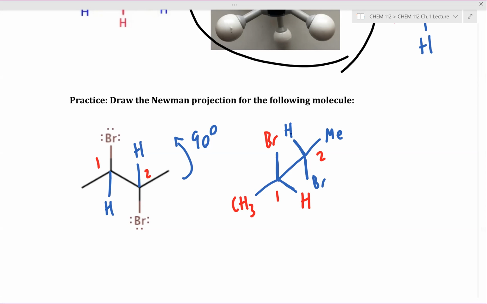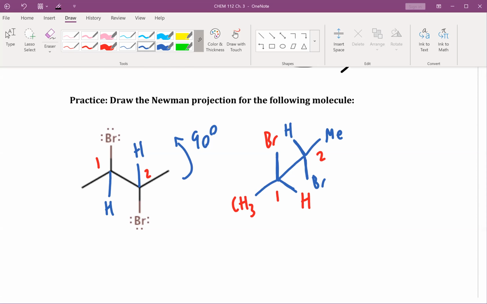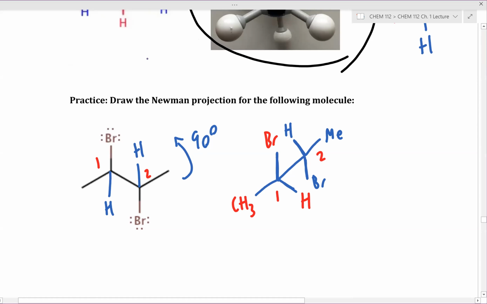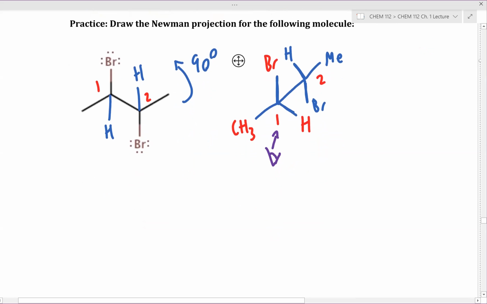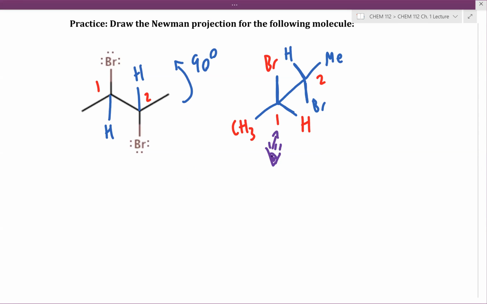Now, in order to draw a Newman projection, where are we going to look? We're going to look directly down our carbon. So I'm going to look directly down carbon 1, and I'm going to draw carbon 1 in front. It actually doesn't matter which one you draw in front. It's like drawing an eye, just saying I'm looking down that region. So now, looking down, carbon 1 is going to be in front.